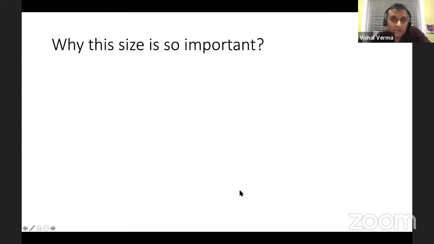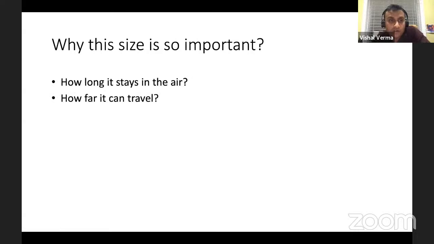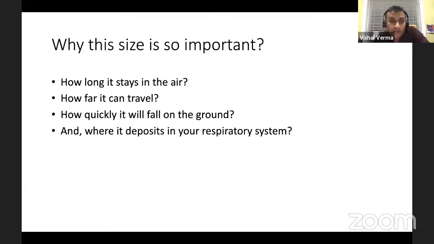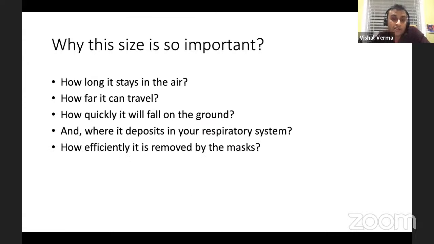So why am I talking about this size? The size of the aerosol or the droplet, whatever we call it, is very important, because the size will determine how long it will stay in the air, how far it can travel, how quickly it will fall on the ground once emitted, and, once we inhale this aerosol, in which part of your respiratory system it will deposit. Why is this important? There have been studies showing that if the aerosol reaches deep down in your respiratory system, it has a higher chance of developing the infection than the aerosol depositing in the upper respiratory region. So the same virus sitting on a smaller particle has a higher chance of developing the infection than the virus sitting on the bigger particle. And finally, how efficiently it can be removed by the mask we are wearing.